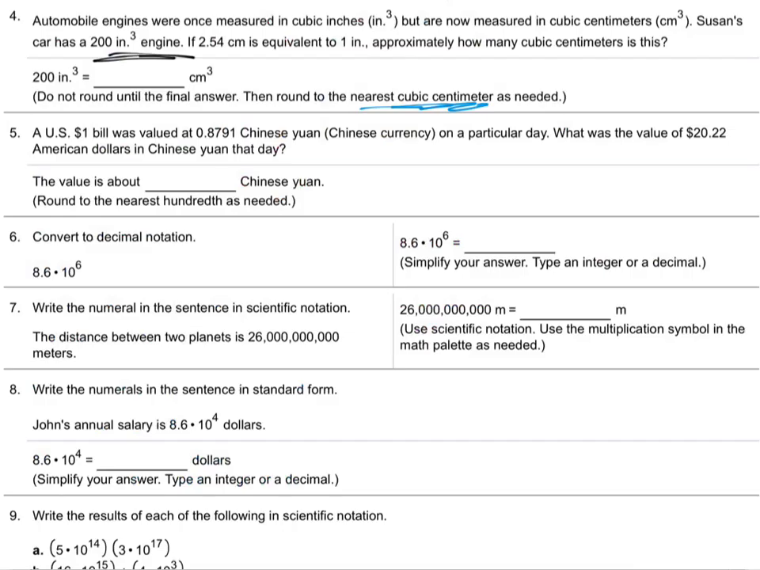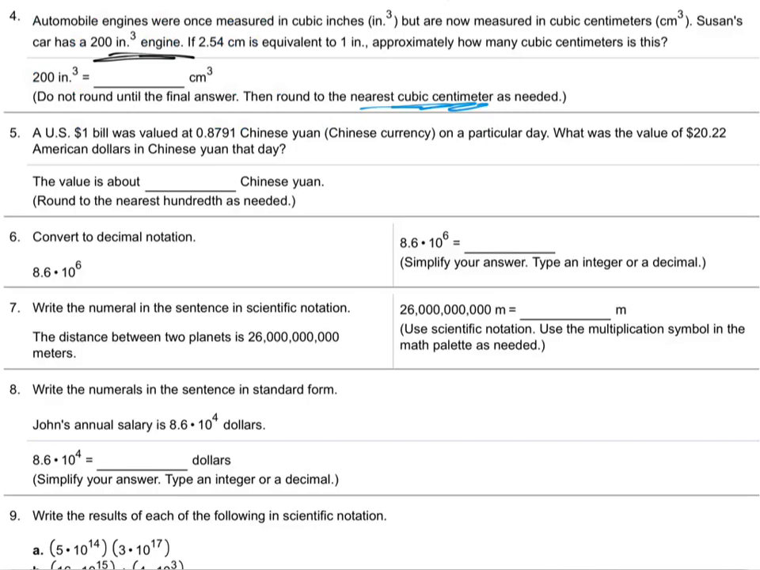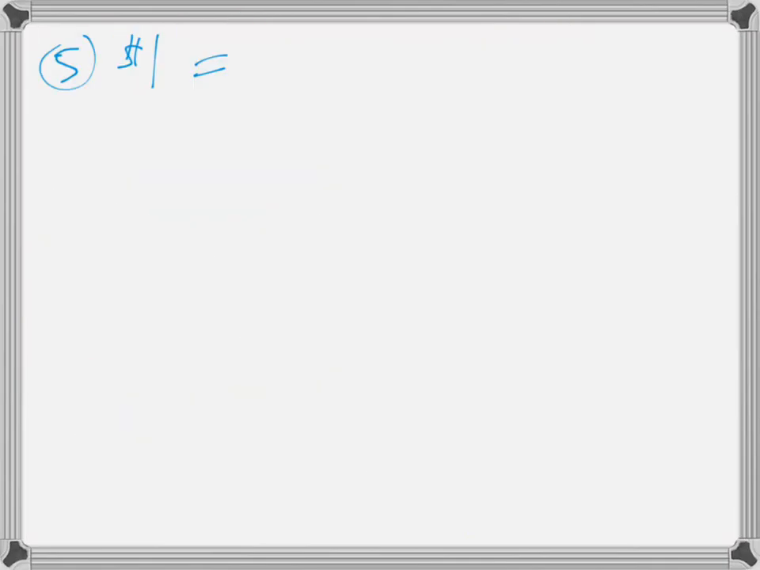Let's go to number 5. Same kind of thing. U.S. $1 bill, 0.8791 Chinese yen. Okay, so let me write it down. So $1 is equal to, what did they say? 0.8791.